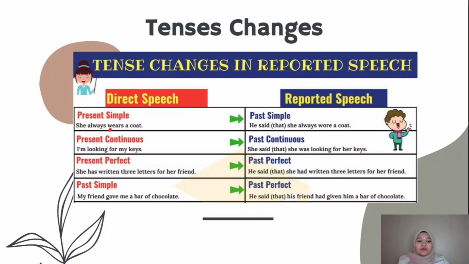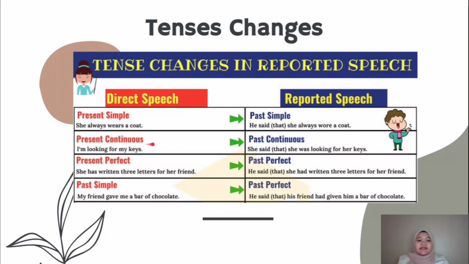Can you see the word wears? Okay, that is the present simple. However, in past simple, we will change it to, he said that she always wore a coat. This is the past simple, wore, right? The present simple is wears. When we change to the past simple, it will become wore.